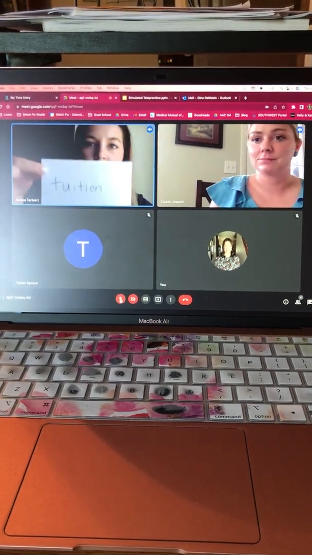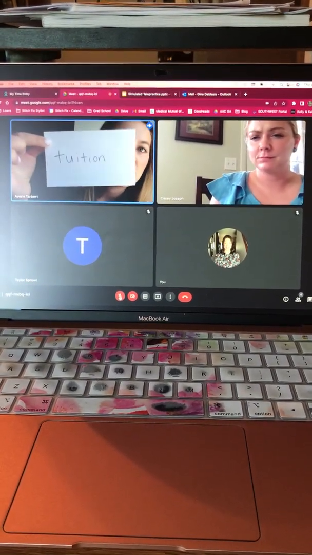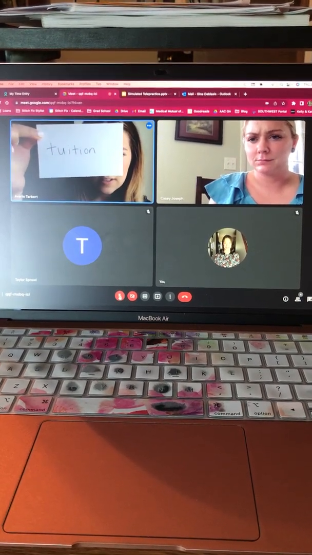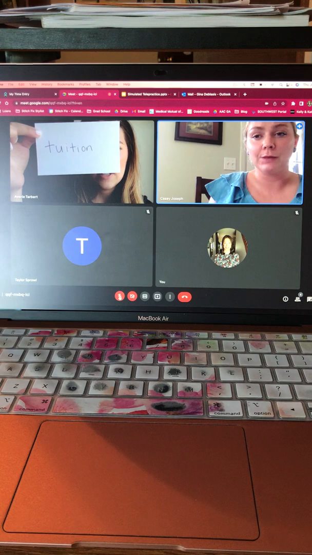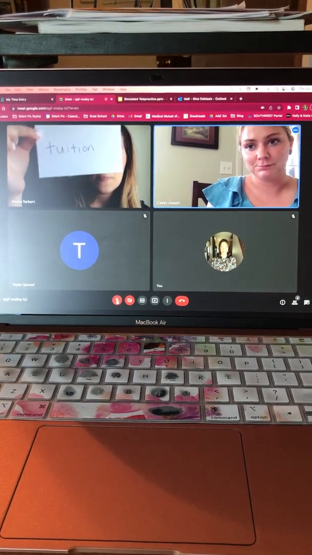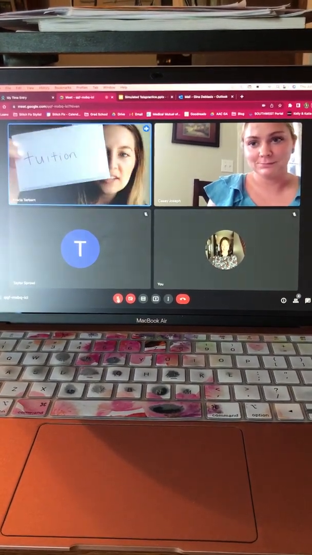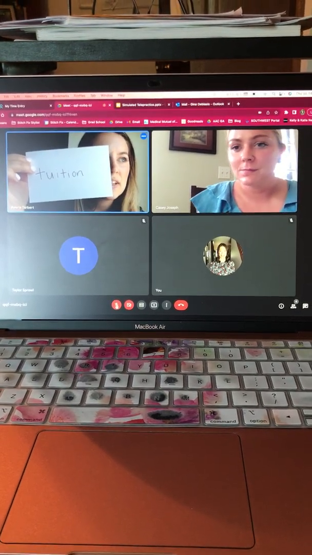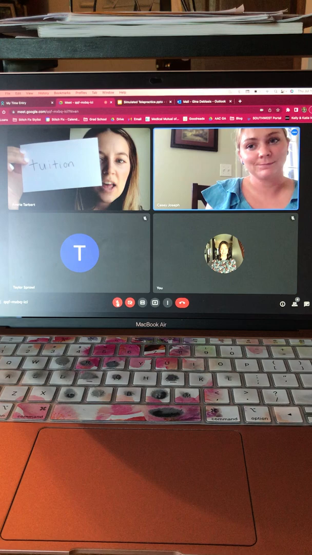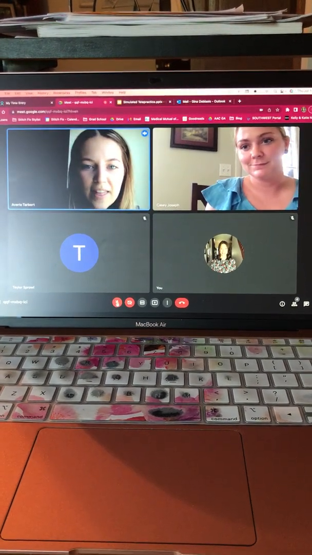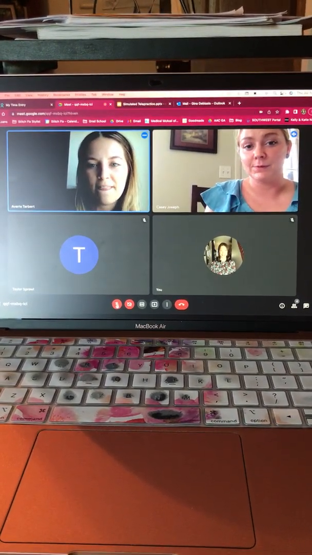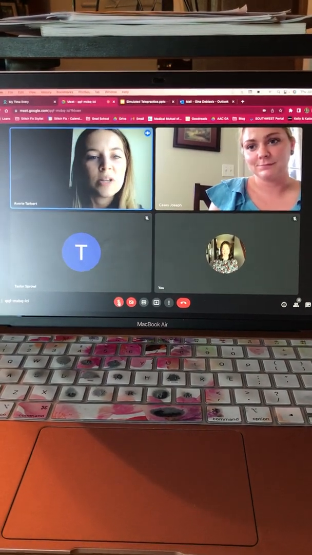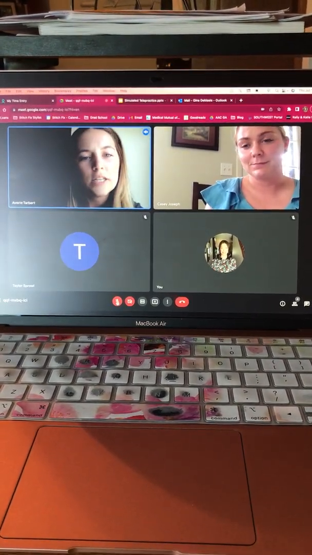So let's look at our word. The stress is highlighted in red. So how would you say this word? Tuition. Try again. Look at the stress. Stress is in red. Tuition. Perfect. Can you say that one more time? Tuition. That's right. You put the stress on the I in tuition because it comes right before the TION or sh sound.